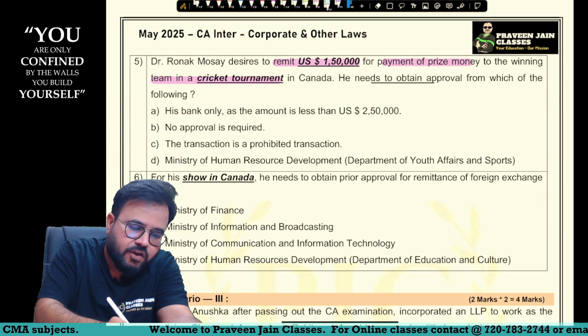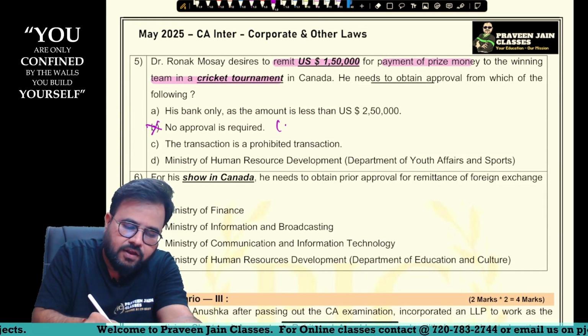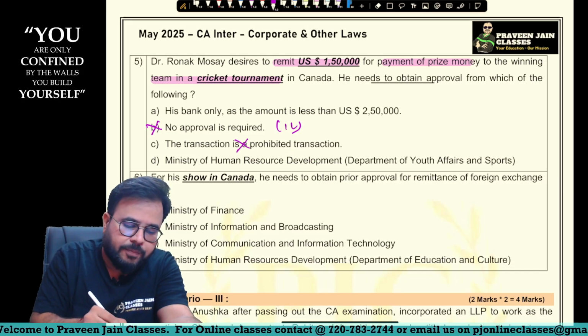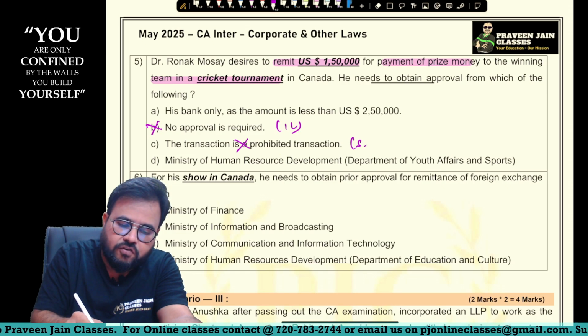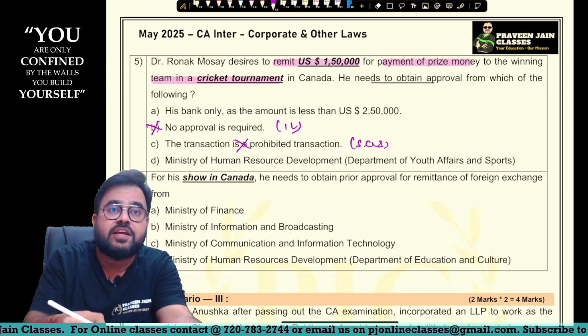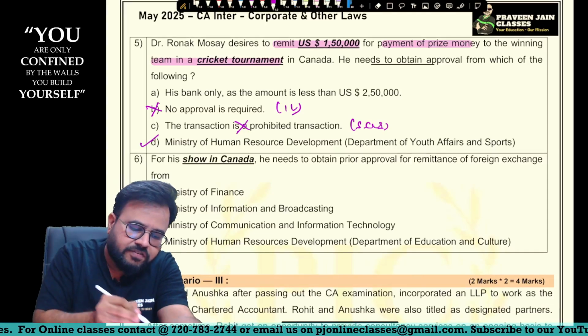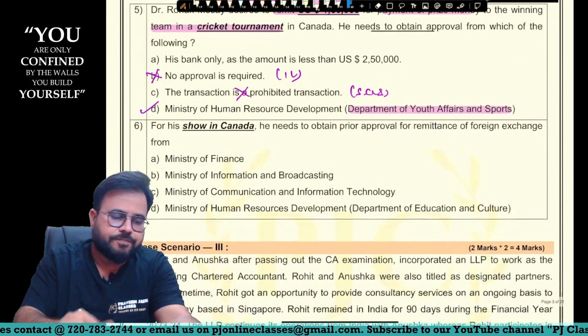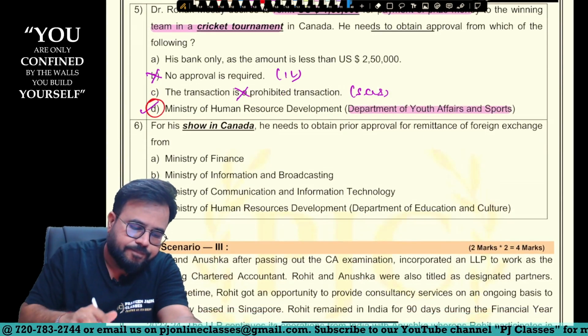So no approval is required. No, this is wrong. Up to 1 lakh, no approval was required. Transaction is a prohibited transaction. No, it is not a prohibited transaction because it is not a Schedule 1 transaction. It is actually a Schedule 2 transaction, sir. So Ministry of HRD, Department of Youth Affairs and Sports. So this is the right answer, D.